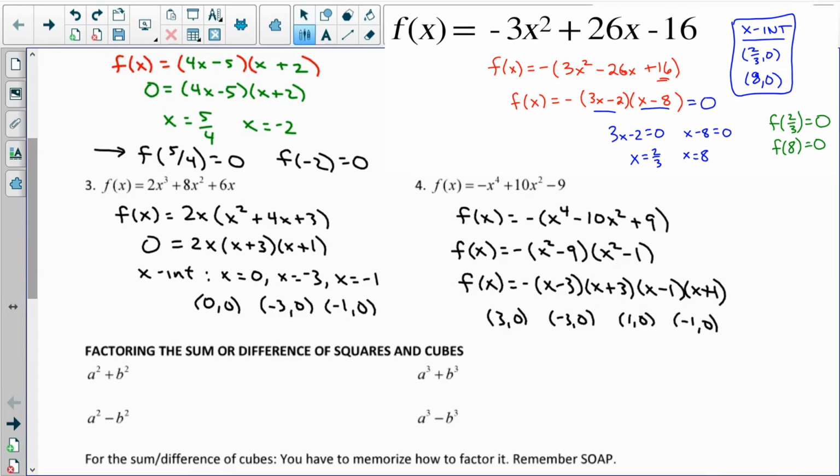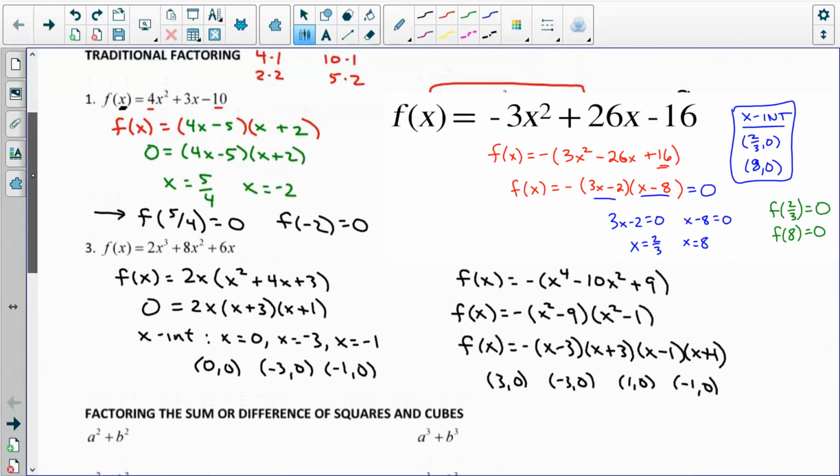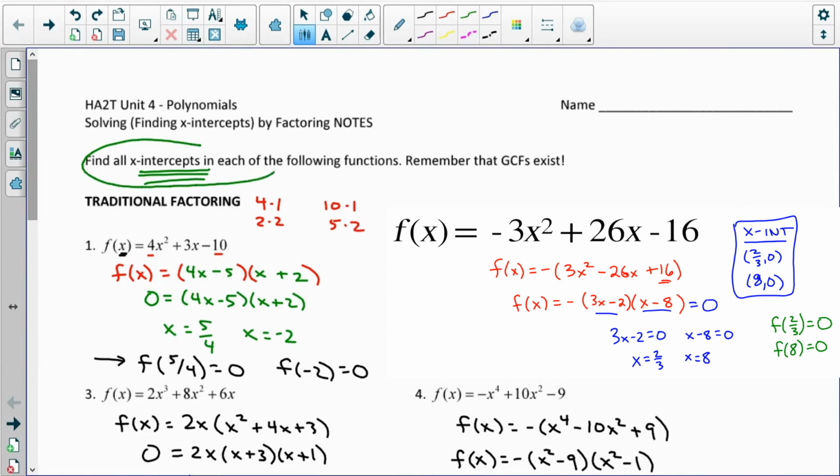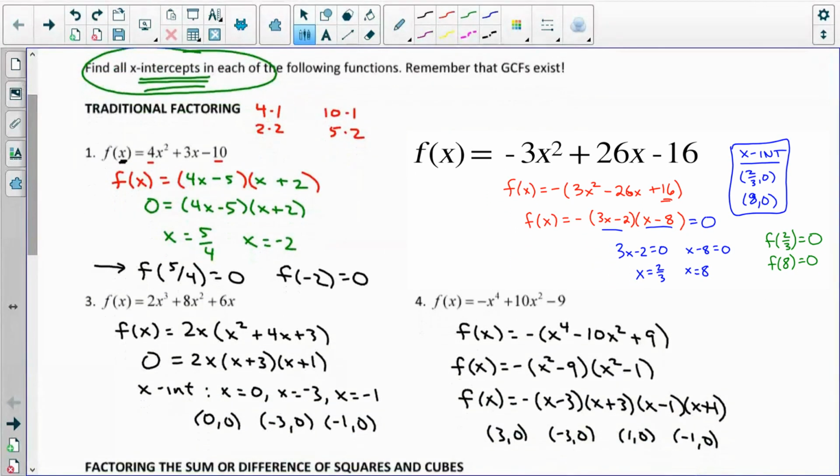We will quickly talk about the directions, since the directions said at the original start to find all x-intercepts. We're writing these as x-intercepts, which I neglected to do in the first problem. So 5/4, 0, and negative 2, 0.